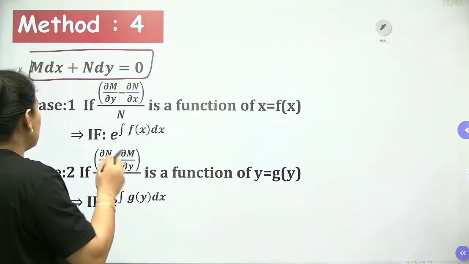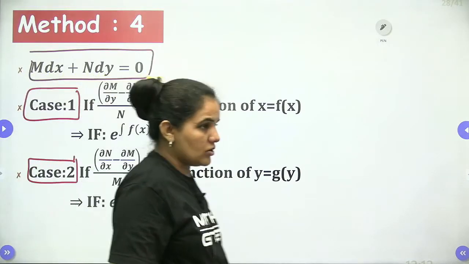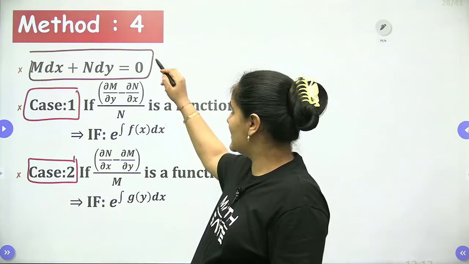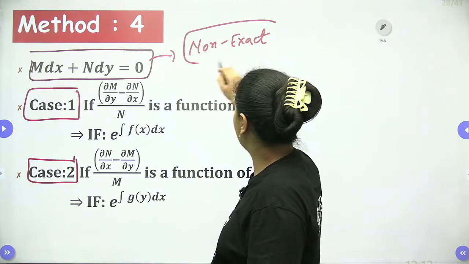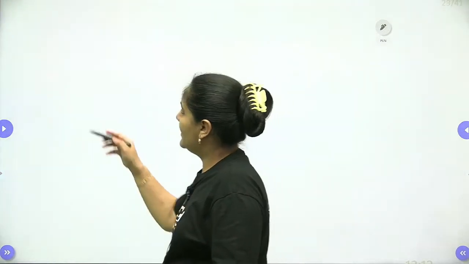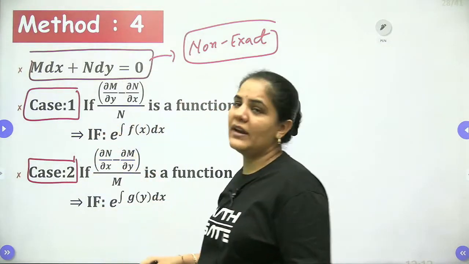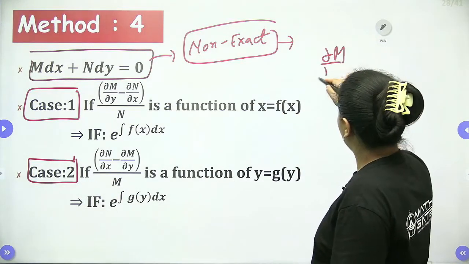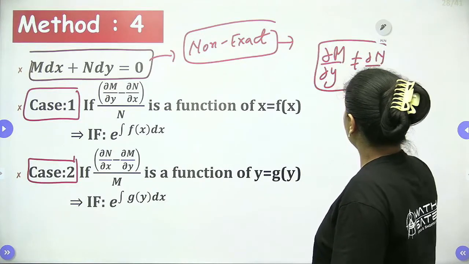Let's approach what it is. It has two parts, the case 1 and the case 2. Whenever we have a non-exact equation in the form of M dx plus N dy is equal to 0, the case 1 is possible. Let me write it down so that it's crystal clear. For a non-exact equation we know del M by del y is not equal to del N by del x. That's why the equation is said to be non-exact.